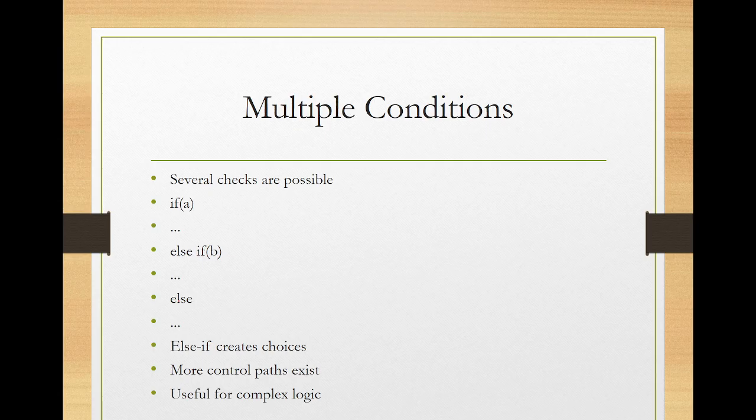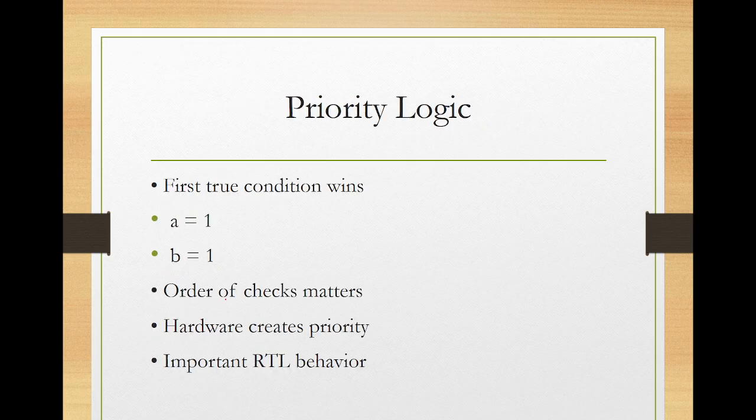Now let's level up. If A, else if B, else. Now hardware has multiple choices, several possible paths, several possible outputs, several possible conditions. And suddenly something new appears. Priority. Suppose A equals 1, B equals 1. Order of check matters. Which condition wins? The first one always, because if-else creates priority logic.